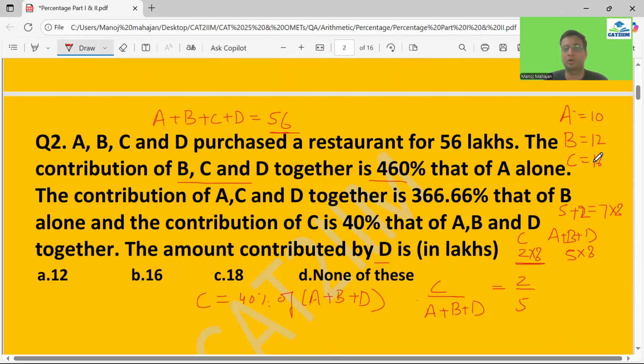Now you can figure out the contribution of D. Let's add this total. So this gives you how much? 16 plus 12 is 28 plus 10 is 38. So 38 is this total. So remaining is the contribution of D. So that would be 56 minus 38, which comes out to be 18. So the correct answer is option C. So make sure that you use fractions so that you can make things easy for you in the percentage part.